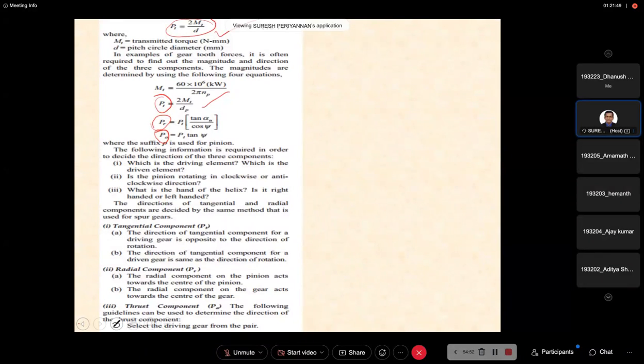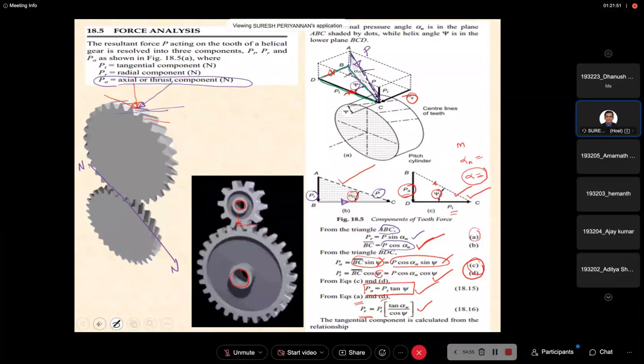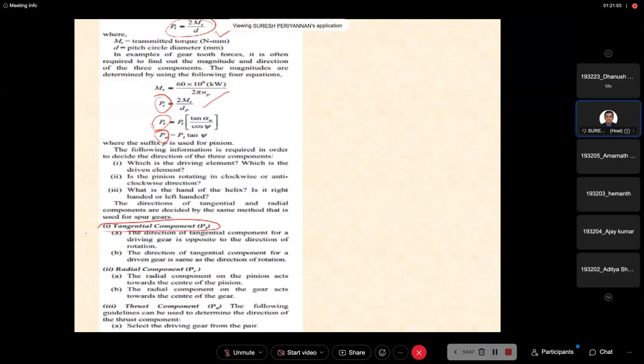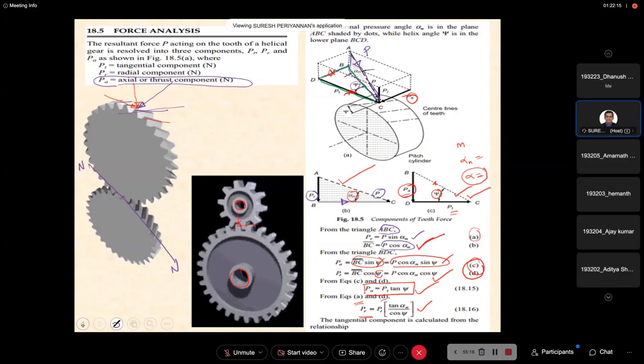Now see here, for example, the first one, the tangential force PT. The direction of the tangential component for a driving gear is opposite to the direction of rotation. The direction of the tangential component of the driven gear is the same as the direction of the component force PT. Now see here where it is acting.